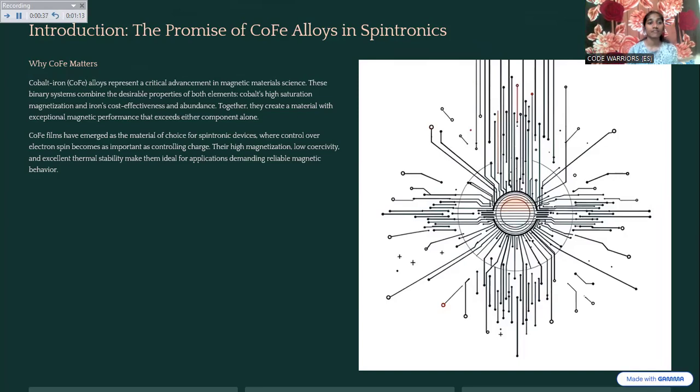CoFe films have emerged as the material of choice for spintronic devices, where control over electronic spin becomes as important as controlling charge. Their high magnetization, low coercivity, and excellent thermal stability make them ideal for applications demanding reliable magnetic behavior.